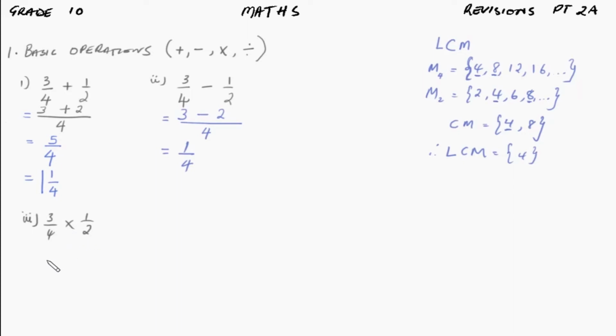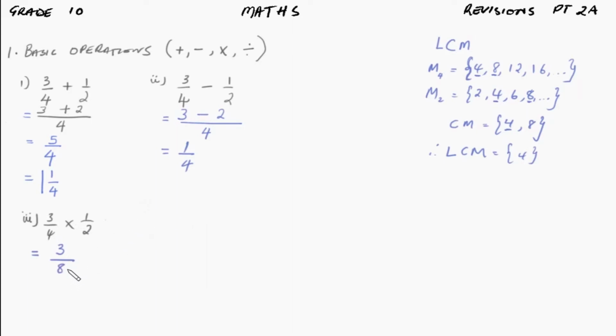What I'm trying to say here is that you are not going to look for the lowest common multiple here like we did in addition and subtraction. Okay, here what you do is just to multiply straight away. So this becomes 3 times 1 is 3 over 4 times 2, which is 8. Done. Okay, you are done.